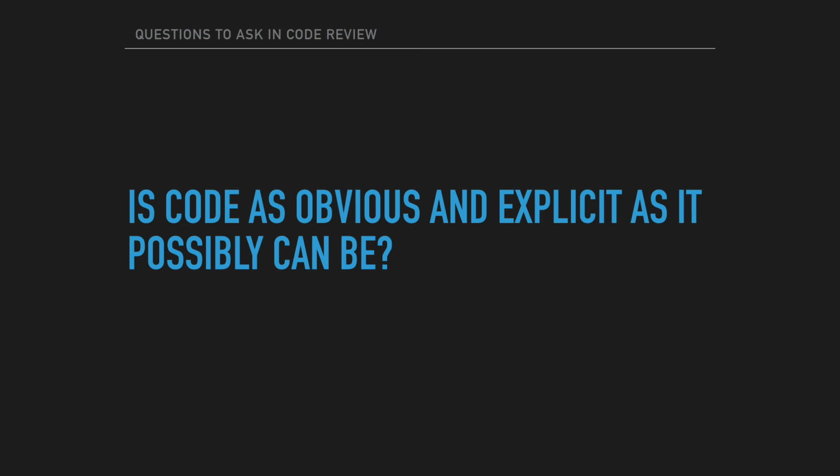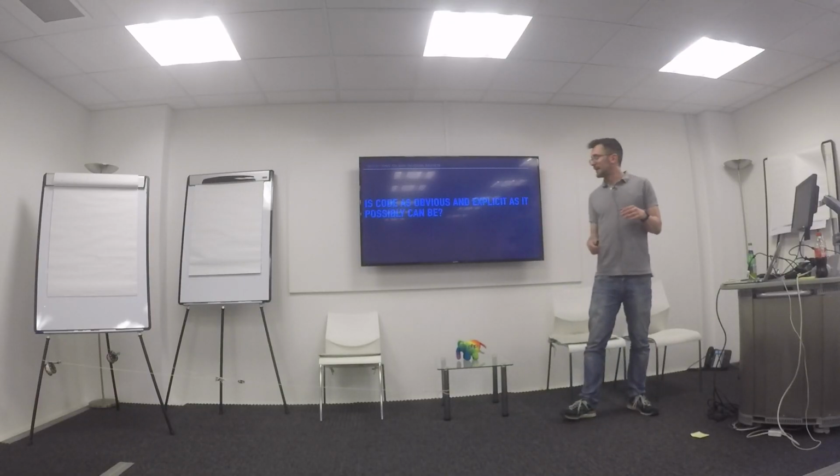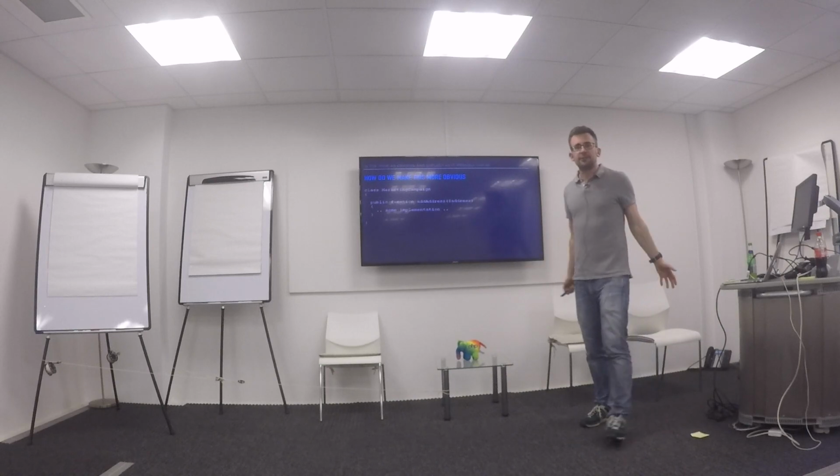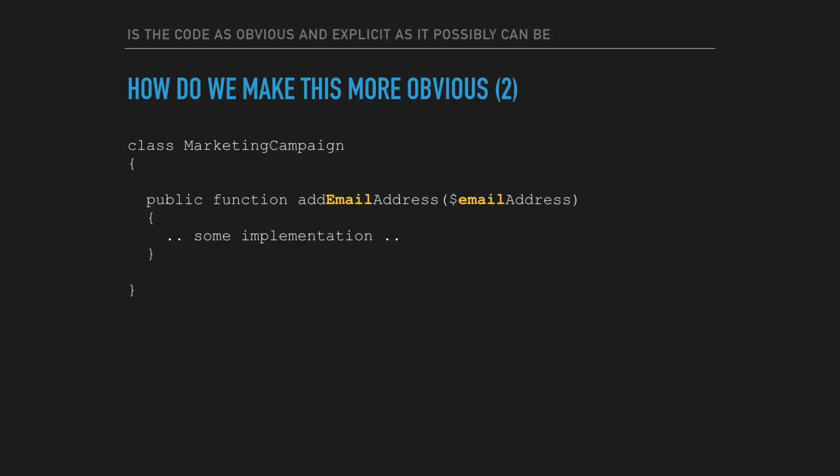So coming back to the point you raised, is your code as obvious and explicit as it can be? Can we make this thing more obvious? We've got this marketing campaign, and we've got a method which is add address. What is an address we're adding? Okay, we can make it more obvious. We could say it's an email address.